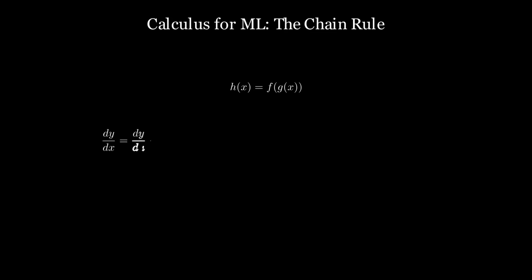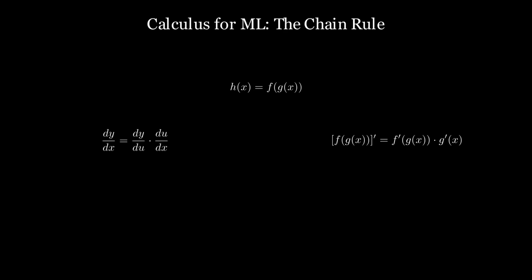On the left is Leibniz's notation, which is great for seeing how the du terms seem to cancel out. On the right is Lagrange's notation. This one clearly shows that we take the derivative of the outer function, f, while keeping the inner function, g of x, inside it, and then multiply by the derivative of the inner function. This detail is crucial and a common point of confusion.